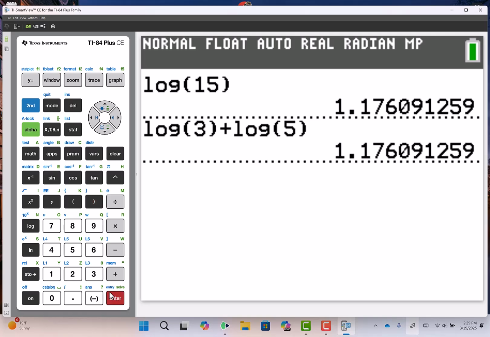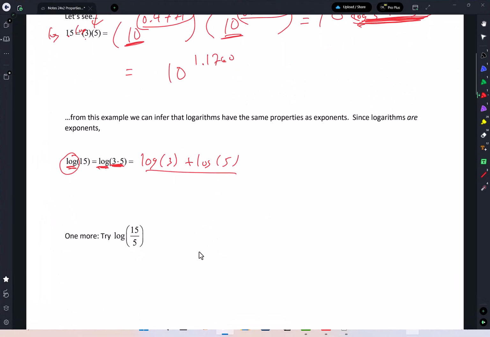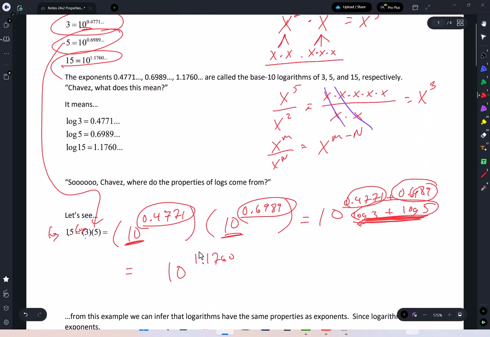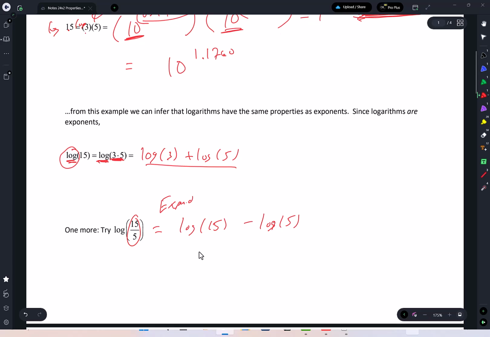Does that make sense? And then that's where we do this quotient property. Now try log 15 over 5. Well, this is like exponents. So if I expand this, it's log 15 minus log 5. Why? Because this is dividing, 15 over 5. And that's what we did when we divided exponents: we subtracted. Do you see what we're doing? m minus n.